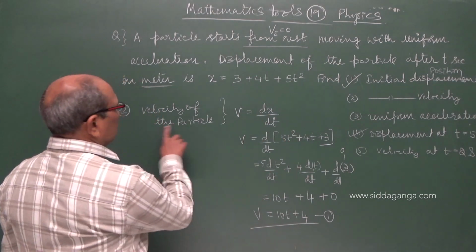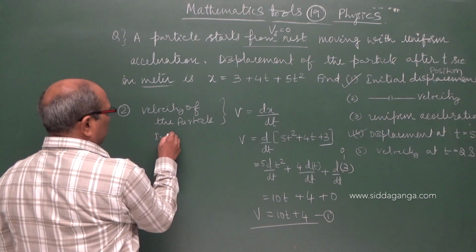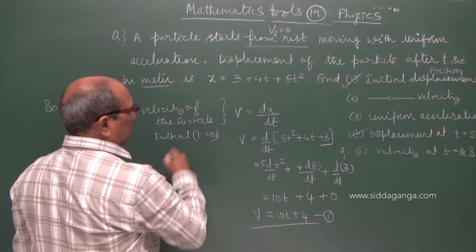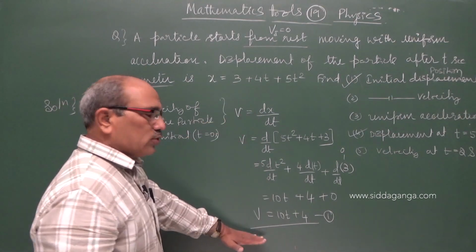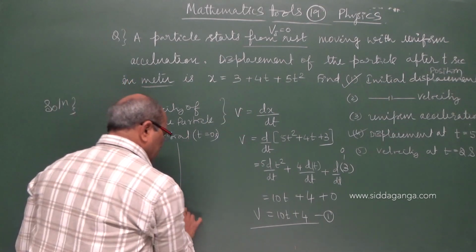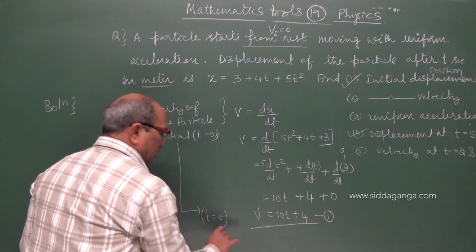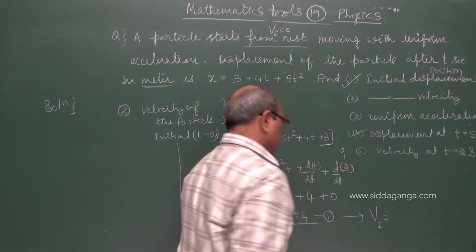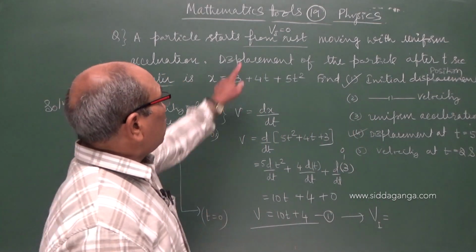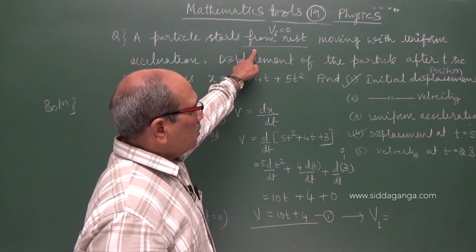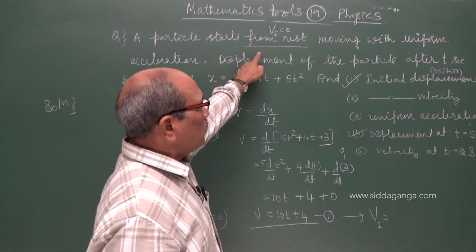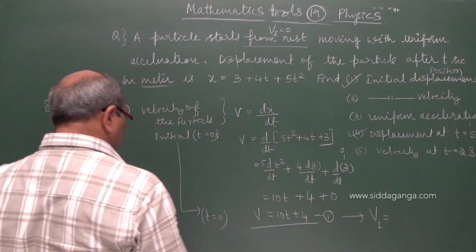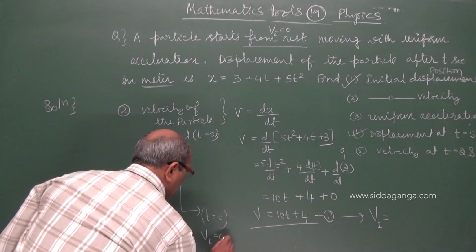Initial velocity. Initial means at time t equal to 0 seconds, how much we require. It is a general velocity equation we got. For this I have to put t equal to 0 and this becomes the initial velocity. They told initial velocity is 0, because it started from rest. Therefore, V initial is 0.